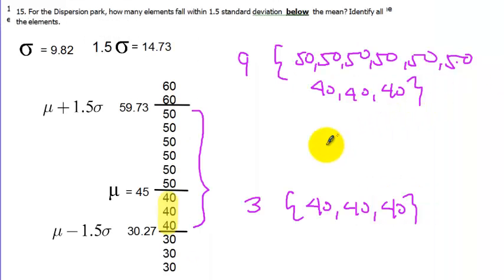Okay, so there we go. We're able to find the answer for these questions without even creating a table. We can just use our CASIO to solve for our mean, standard deviation, and then the variance.